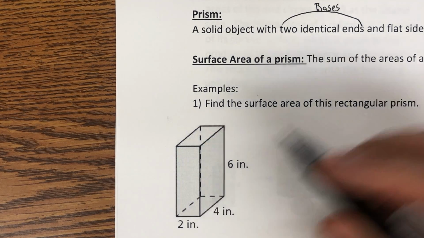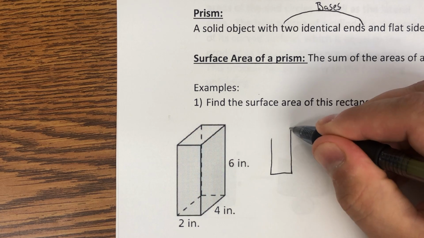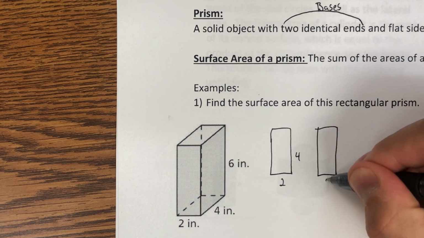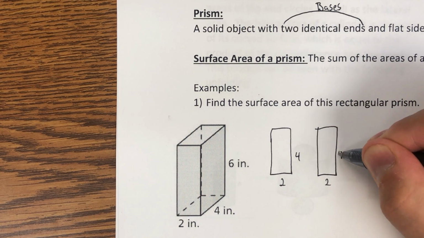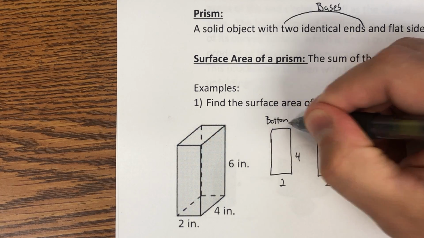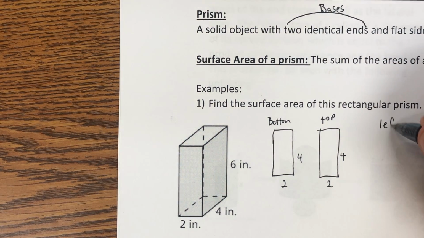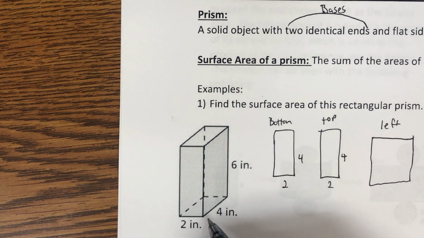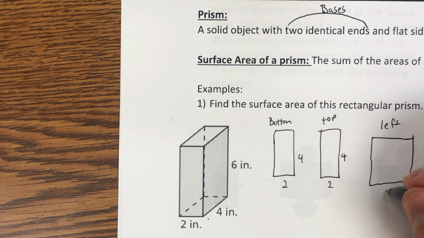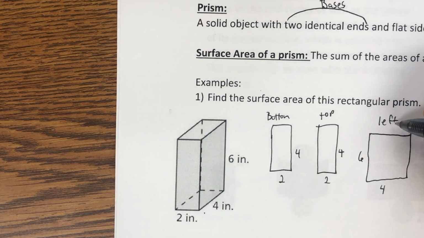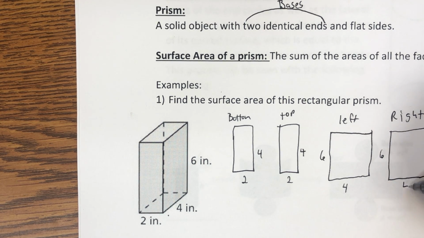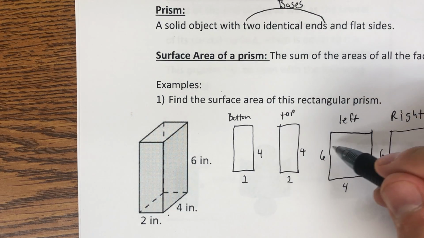I'm going to redraw the bottom rectangle first. The bottom one is 2 by 4, and the top one is also 2 by 4. Now we'll do the left side. The left side is 4 by 6, and the same thing with the right side. It's also another rectangle, and I'm not getting carried away with drawing my rectangles here. It's also 6 by 4. So I got the bottom, the top, the left, and the right.